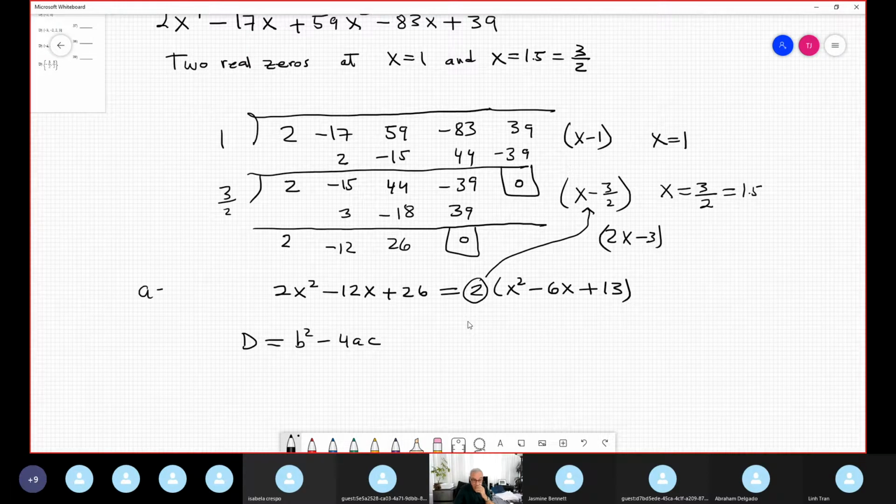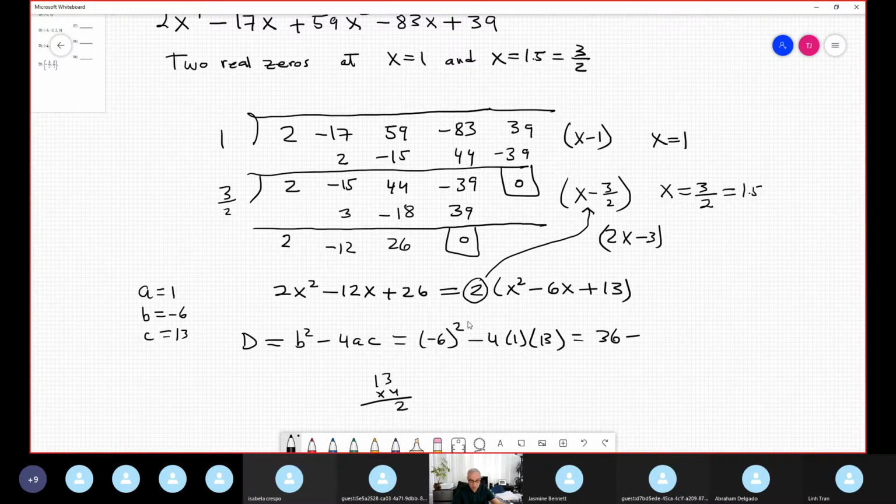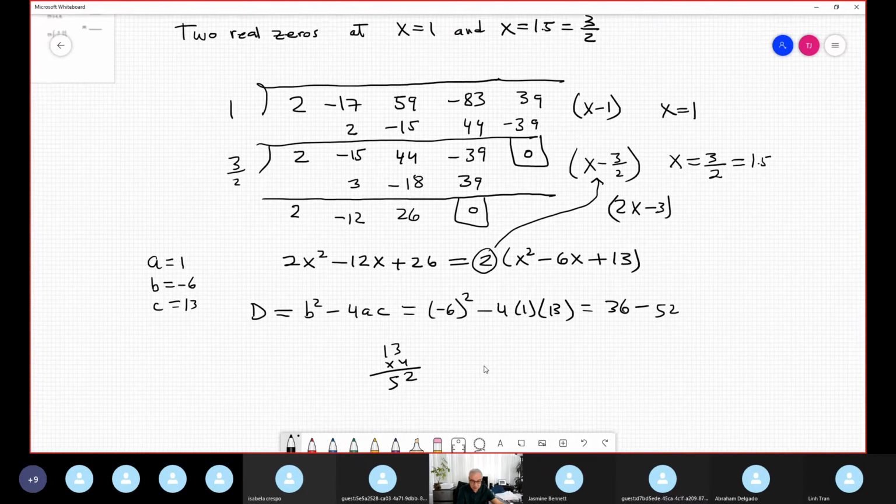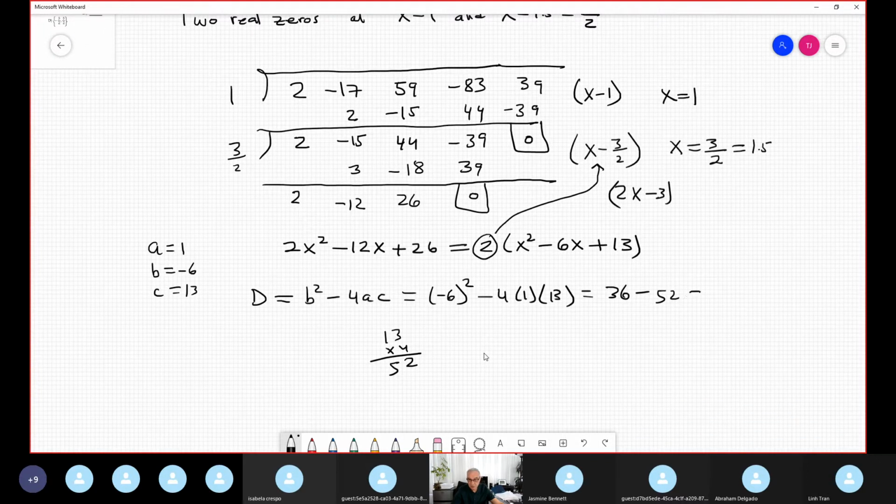In our specific example, A is 1, B is negative 6, and C is 13. Okay, negative 6 squared is 36 minus 4 multiplied by 1 multiplied by 13. This is 36, and 13 times 4 is 52. 36 minus 52 is negative 16, no? It's negative, that's complex.